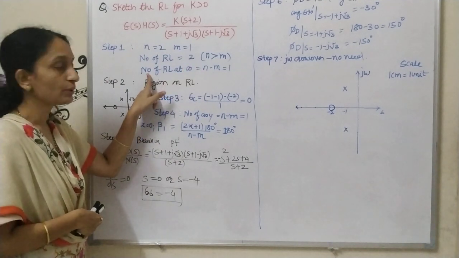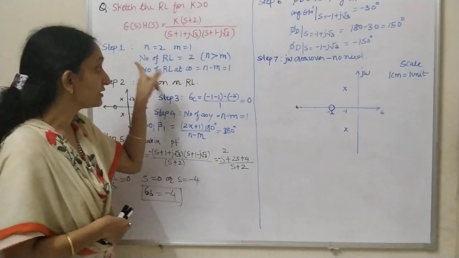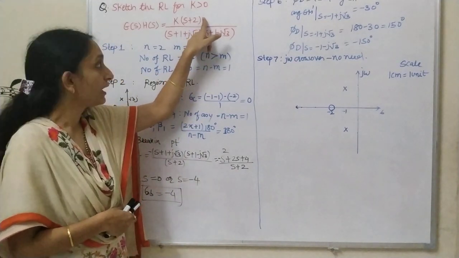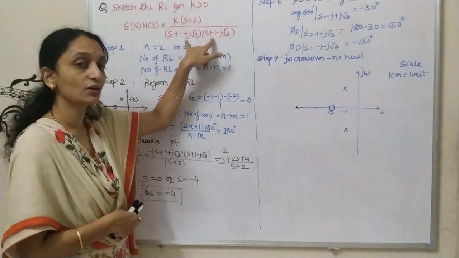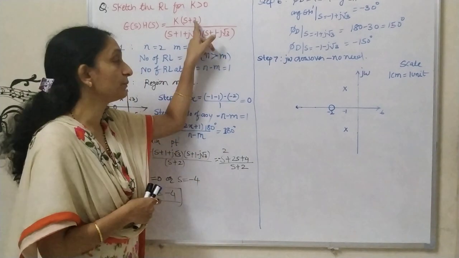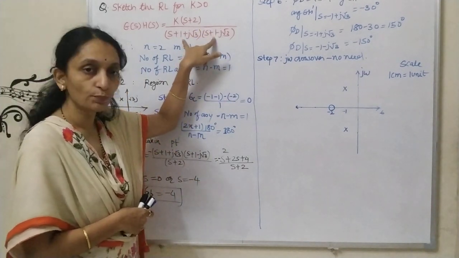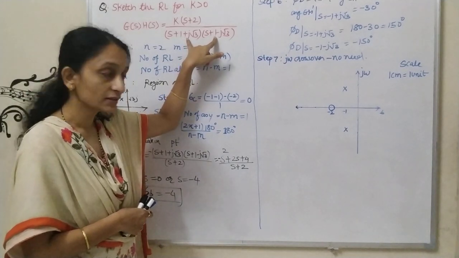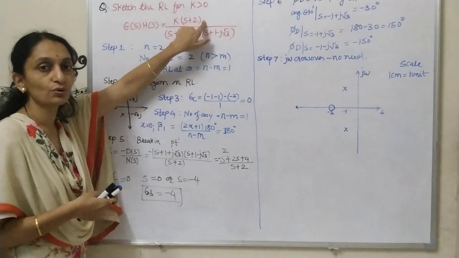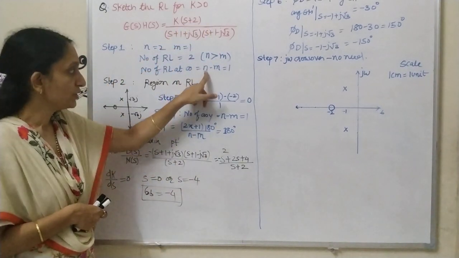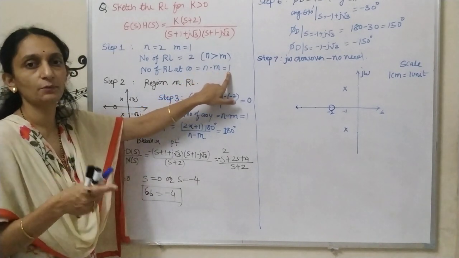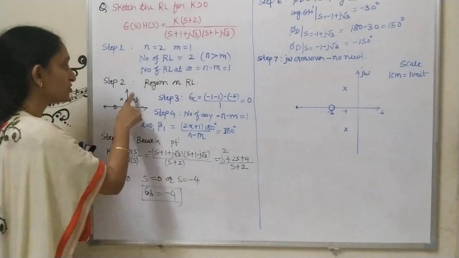Next, the number of root loci terminating at infinity. This is very important. Here two poles are there and one zero is there. This zero is a real zero, and these two are complex conjugate poles. We know that root locus will start from a pole and it will terminate at a zero. So out of these two poles, the root locus will start and terminate at the zero. So one is left, so the second root locus will terminate at infinity. As per the formula, n minus m is equal to 1, so there will be one root locus terminating at infinity.